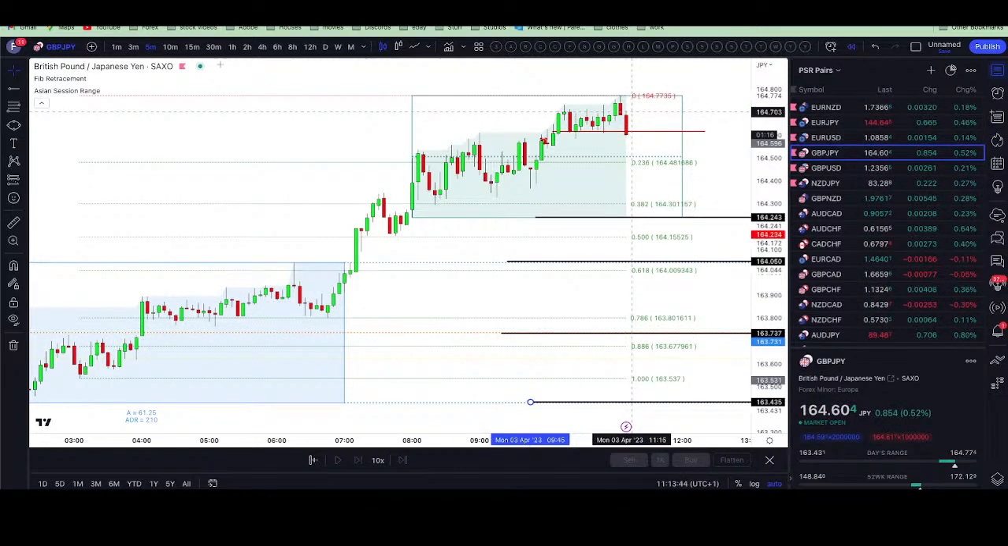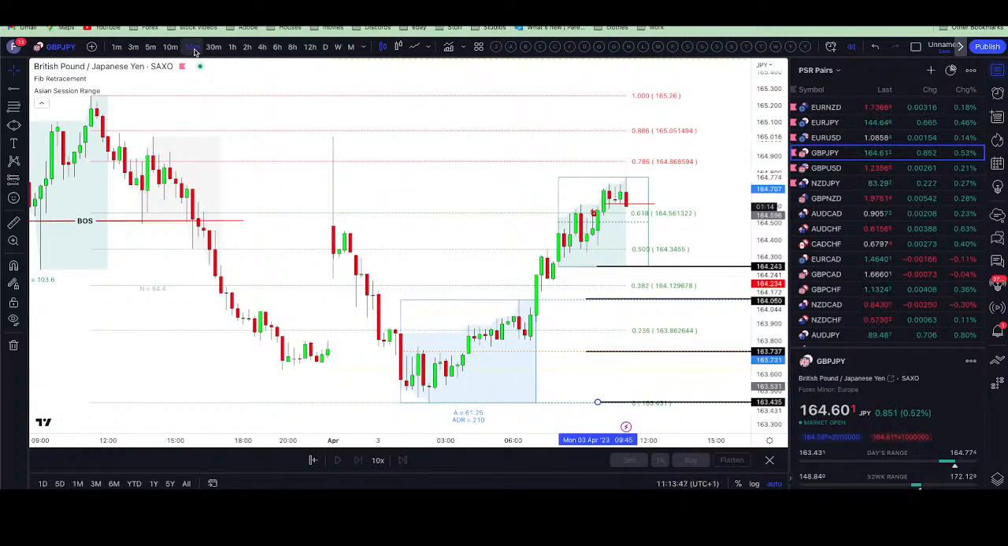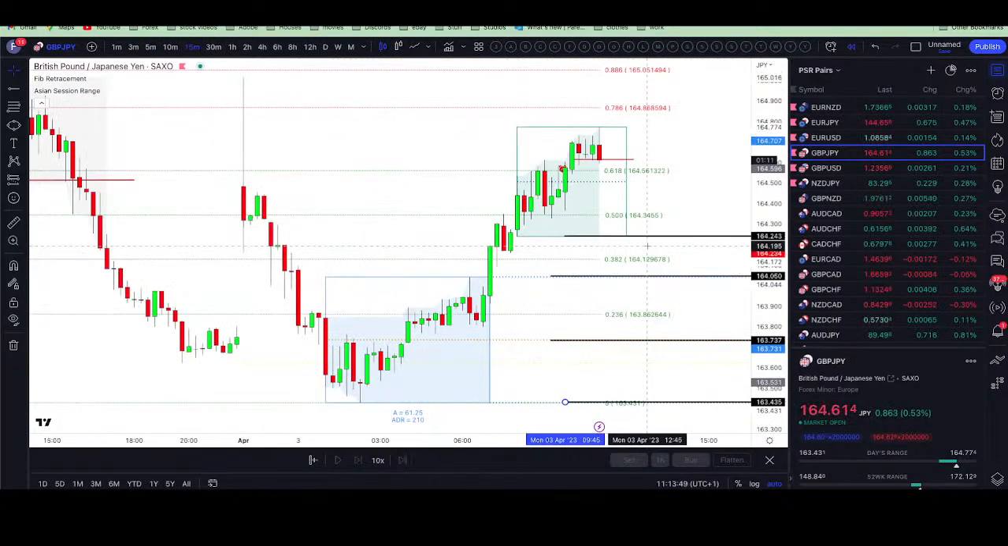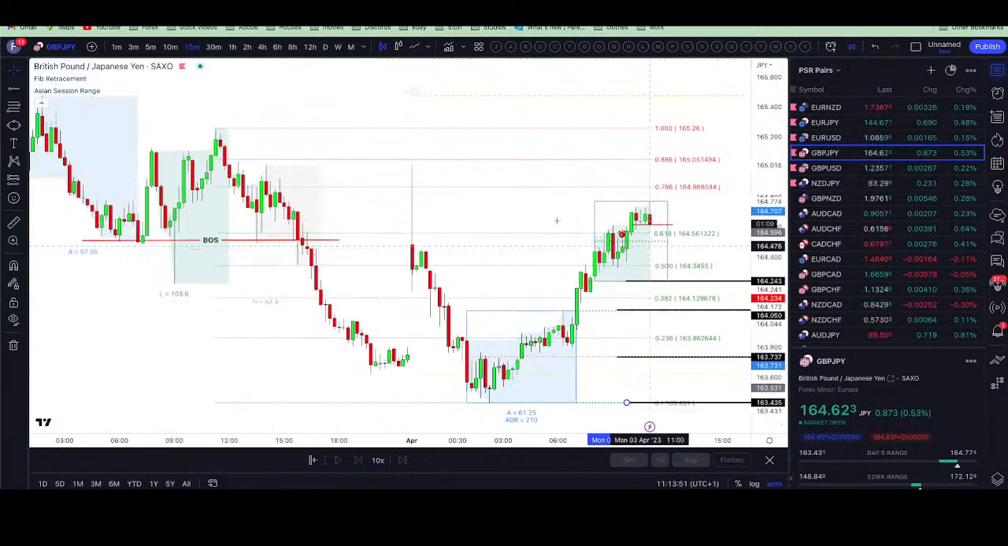Getting a 5 minute break of structure on the 15 minute time frame. We're seeing price action rejected. Again, you can see from the Fibonacci, we've gone above the 618. And yeah, on the 15 minutes should be fine.